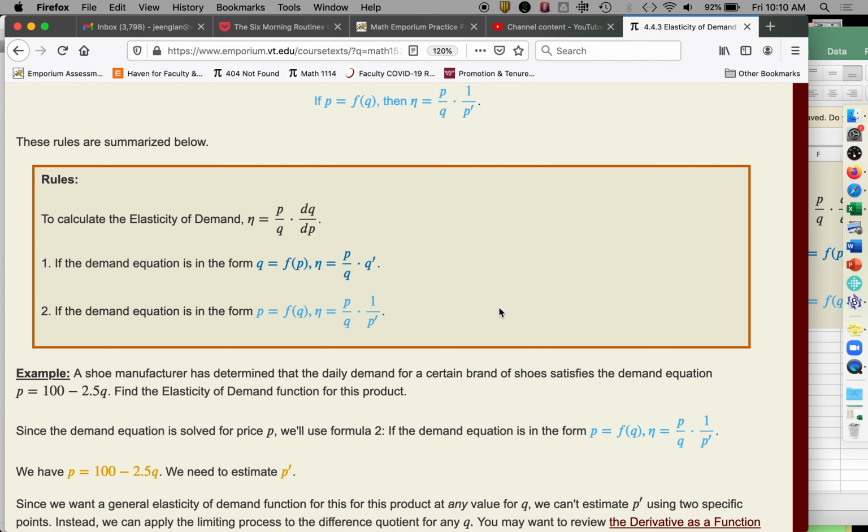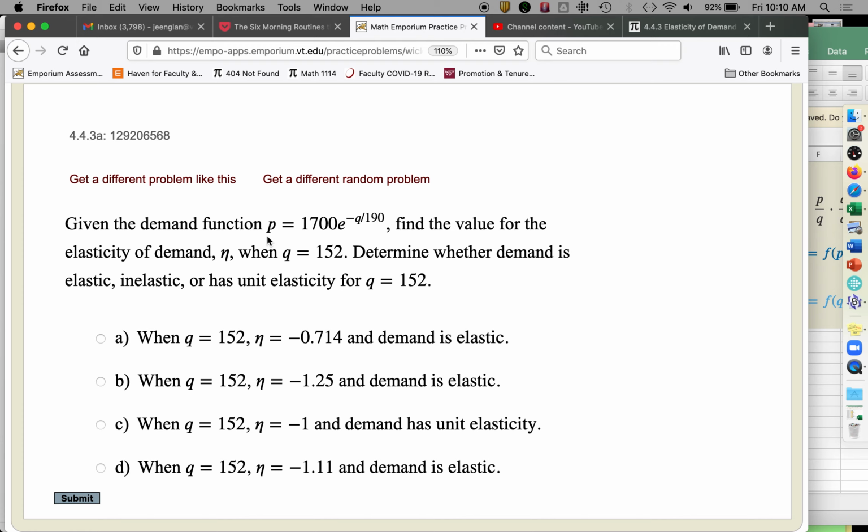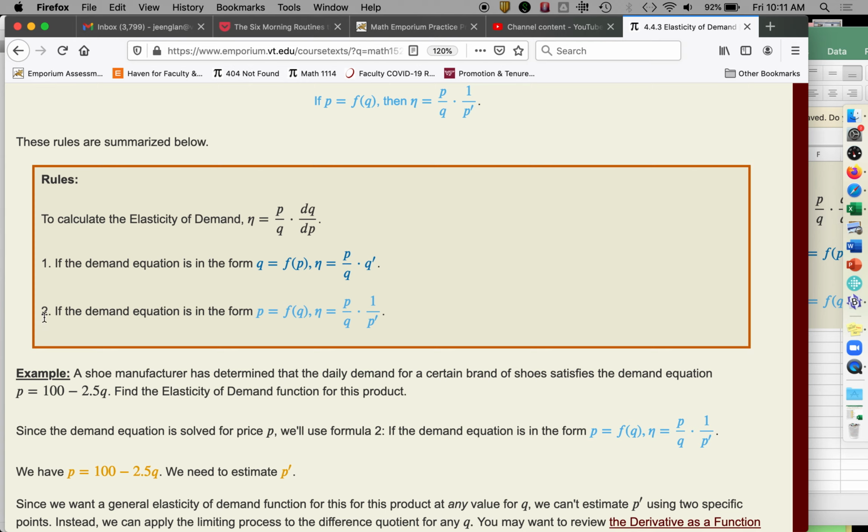And down near the bottom of 4.4.3, it gives us the formula we need, or formulas we may need. It has to do with whether Q equals F of P or P equals F of Q. So let's take a look at our problem and see whether they gave us the demand in P equals or Q equals form. They gave us P equals, and then a function with a Q in it. So we're looking for the one with P equals, and that's number 2 here.